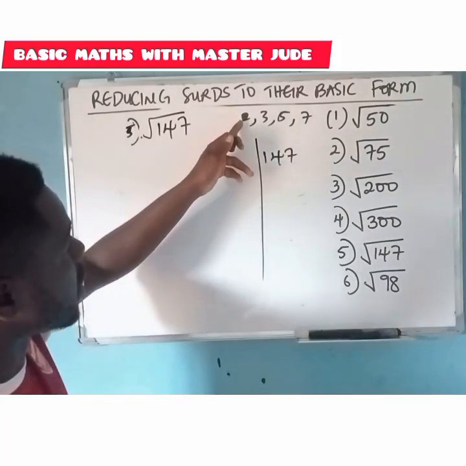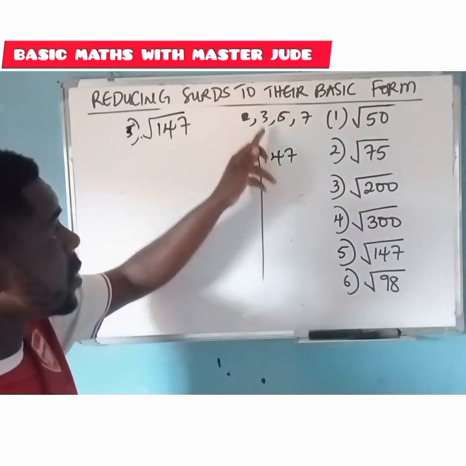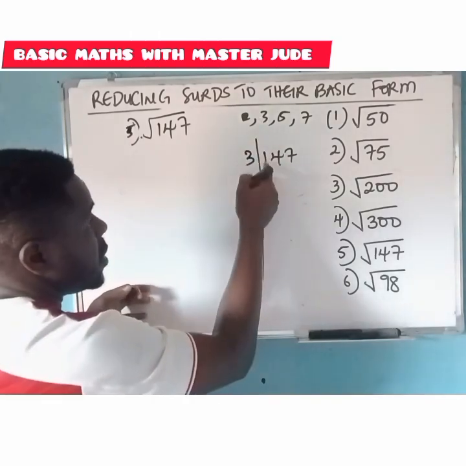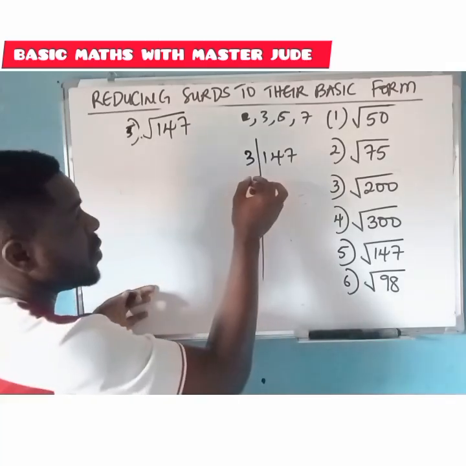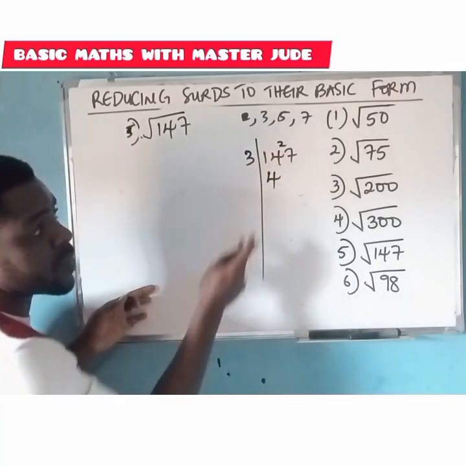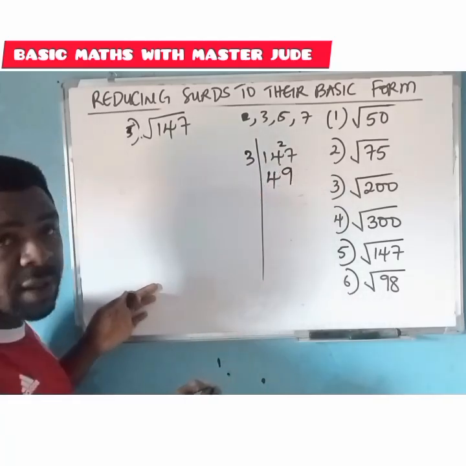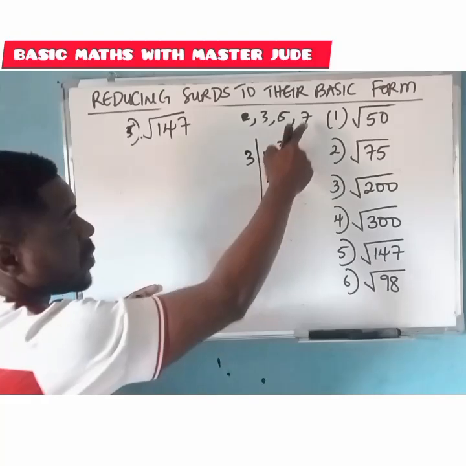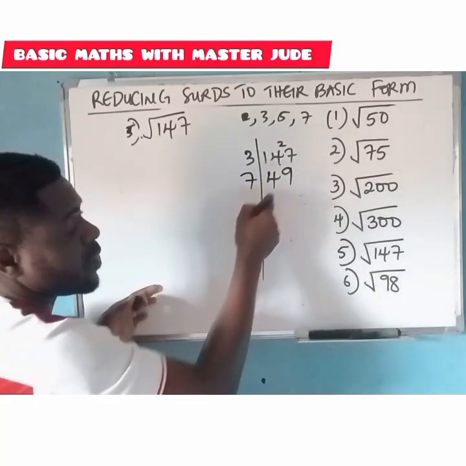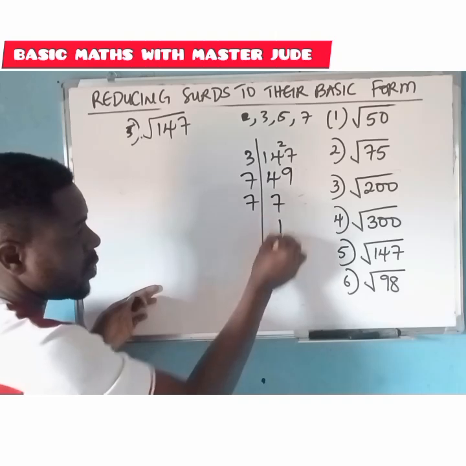Now, let's check. 2 cannot go into 147. If it goes, you're going to have a remainder. You pick 3. Let's see. 3 in 14 will give us 4. Remainder 2. If you add the 2 to 7, it becomes 27. 3 in 27 will give us 9, so 49. Now what can divide? You pick 7. 7 in 49 will give us 7. 7 can still divide.